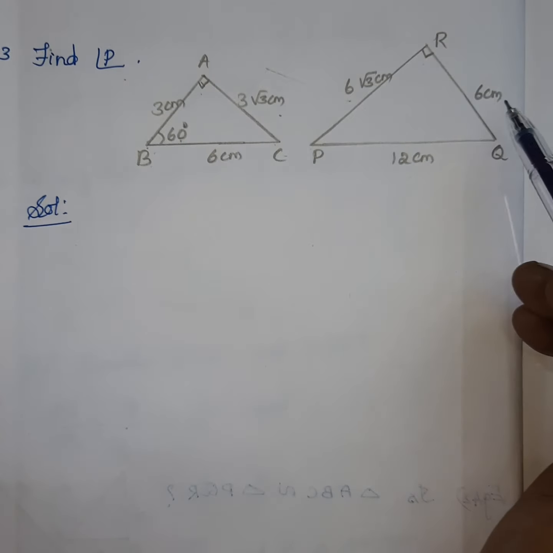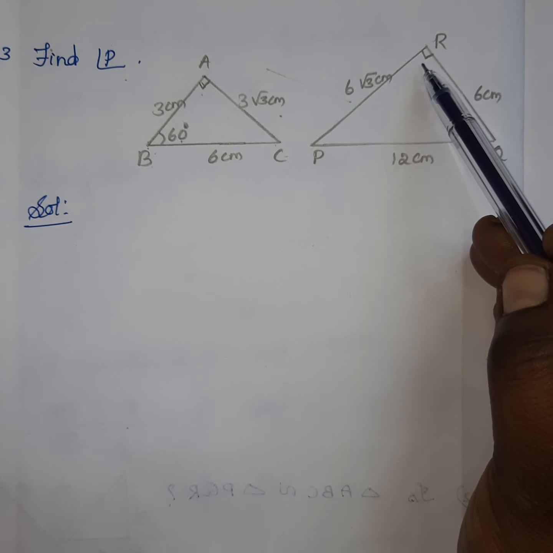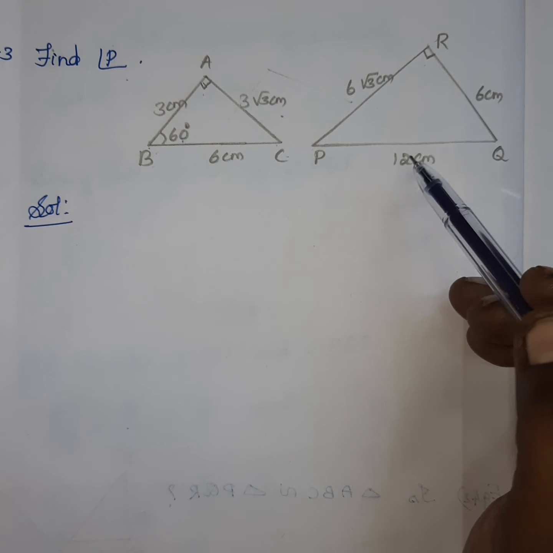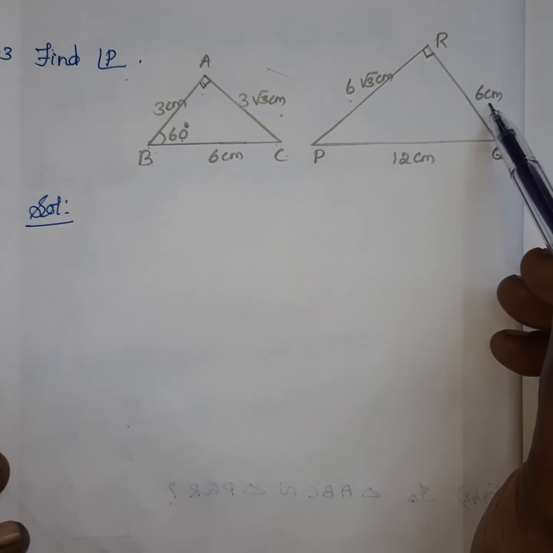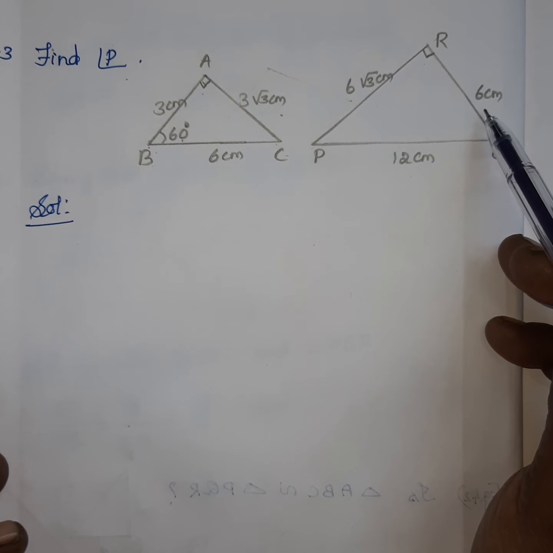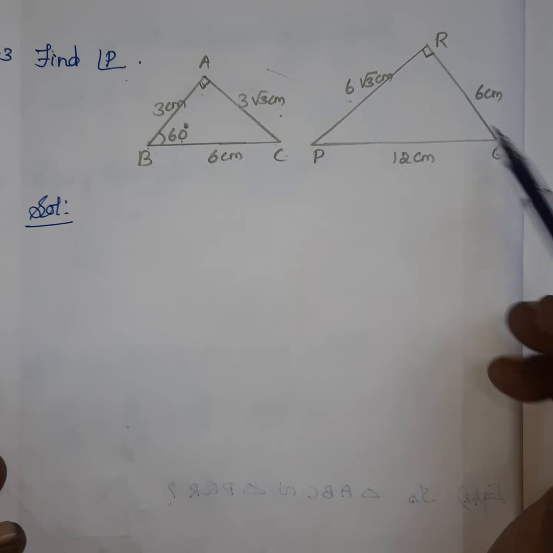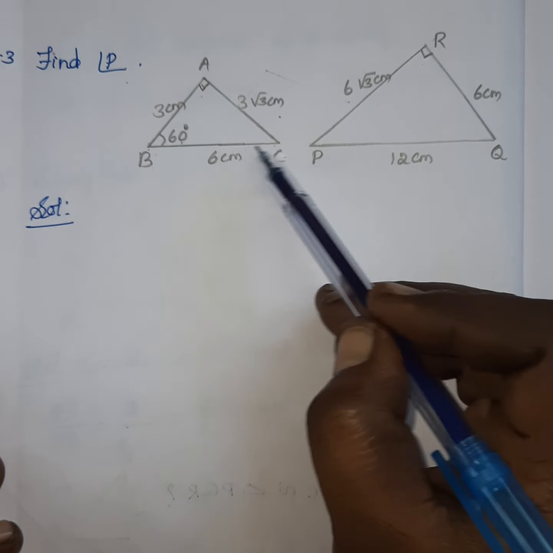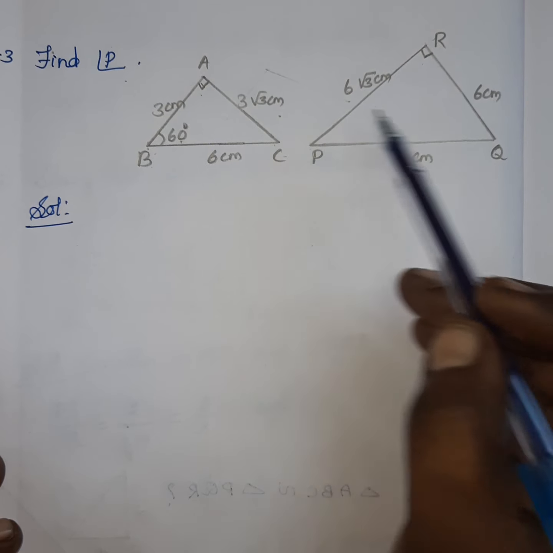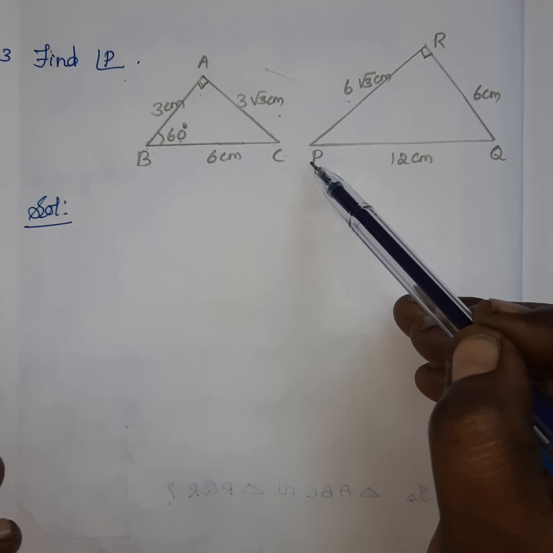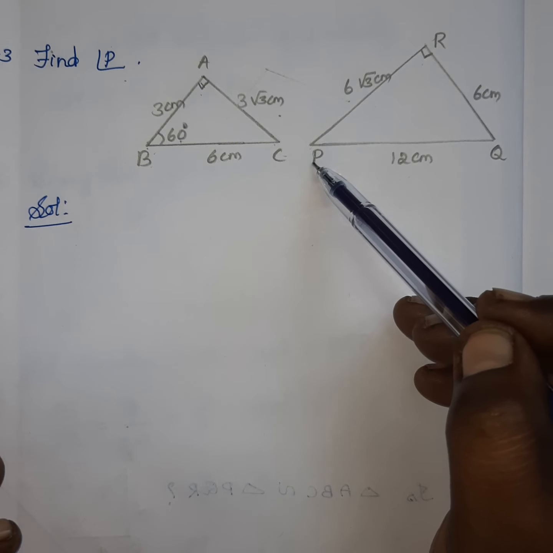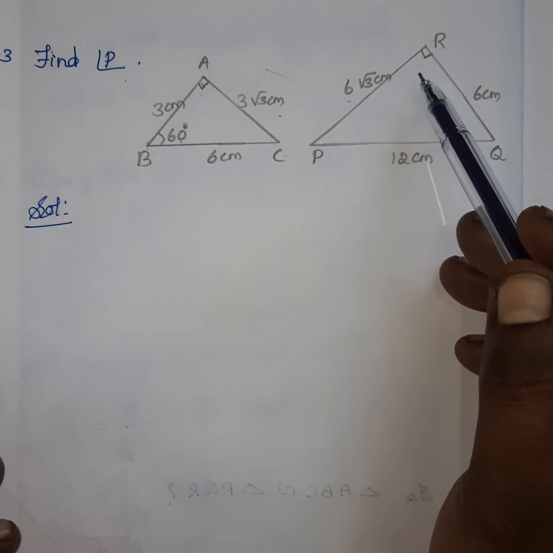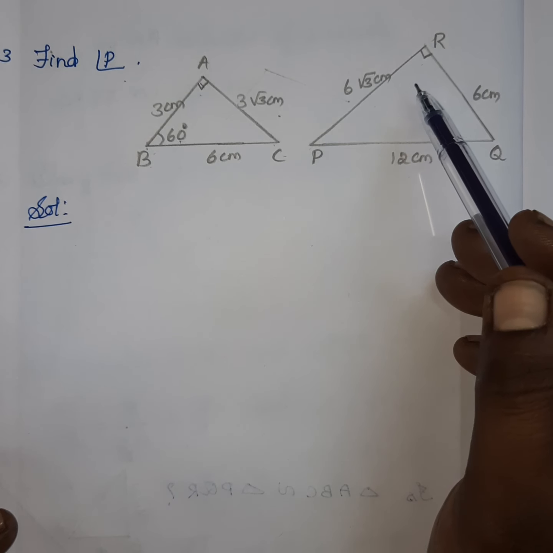Like the same, here R is the 90 degree, so PQ is the hypotenuse. Then in these three measures 6 root 3 centimeter, 6 centimeter and 12 centimeter, 6 is the smallest side, so RQ is the corresponding side of AB. So AB, then third vertex C. Understood? Like the same RQP. That order only we can consider the triangle. You should not consider PQR. In any one of the order, you have to consider correctly for the similar triangle.